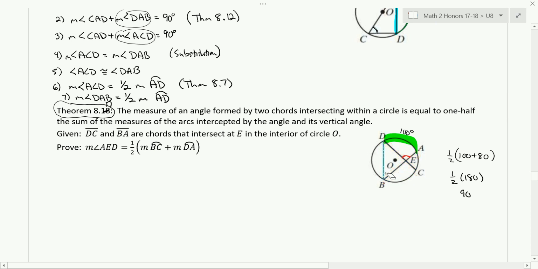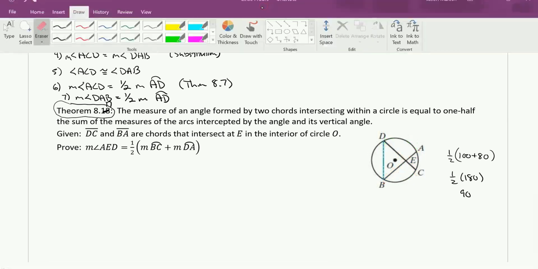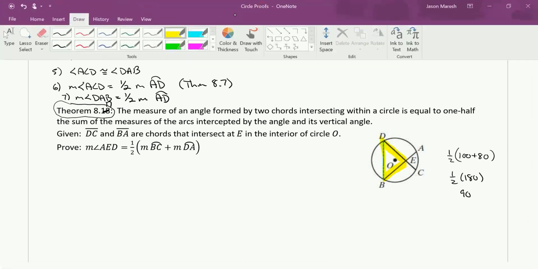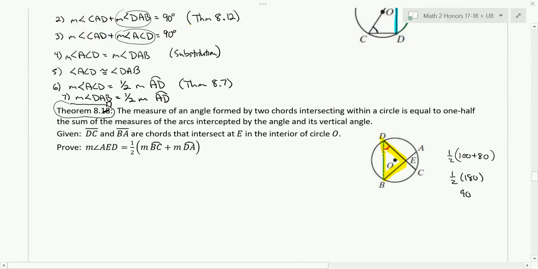Well, what you're going to want to do is focus in on this triangle drawn here. And in particular, look at these two angles, angle BDC and DBA. They're not congruent, but take a look at those two angles. And how are those two angles related to the angle that we're wanting to know? What's the relationship between those three angles?